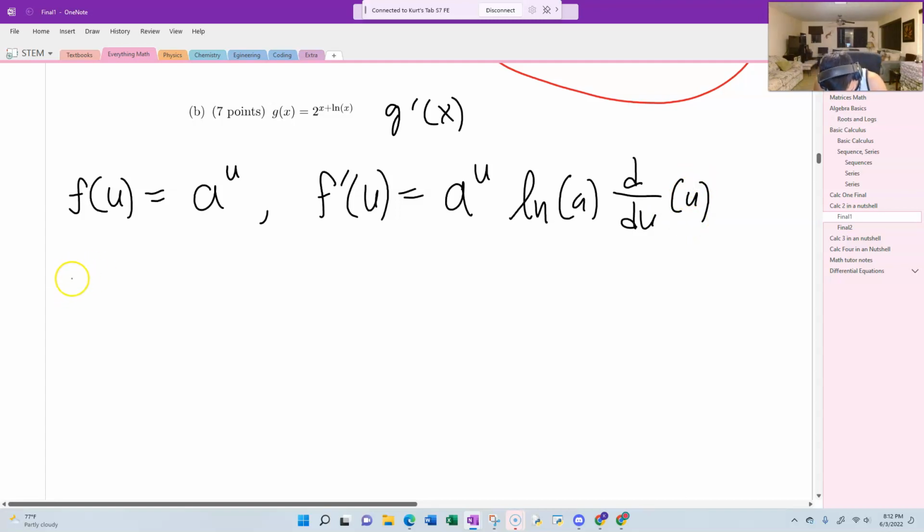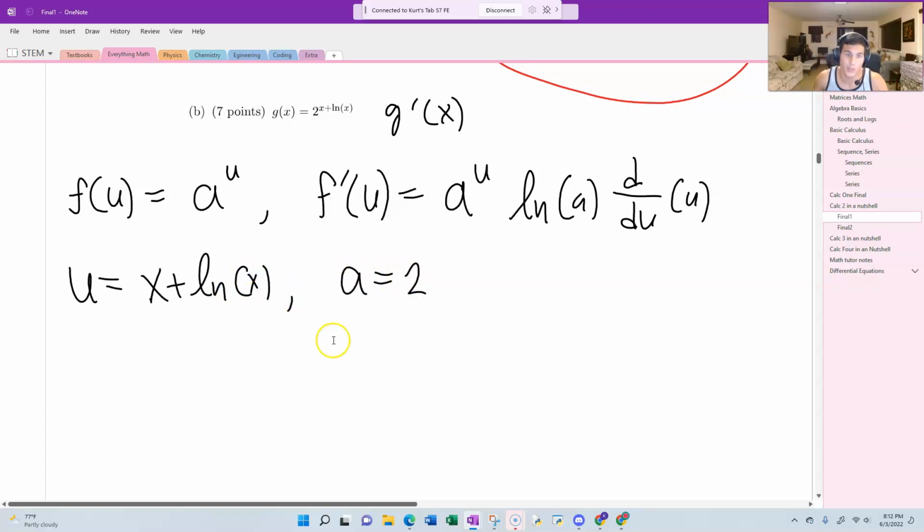So in our case, we know that u is equal to x plus ln of x. Then we know that a is equal to 2. I'm literally just reading this off and comparing it. So we see a is equal to 2, right? And then u, I'm just taking the spots. That's all I'm doing here.